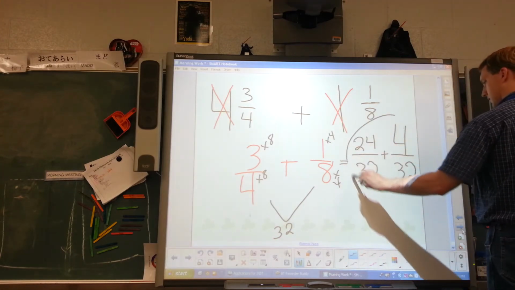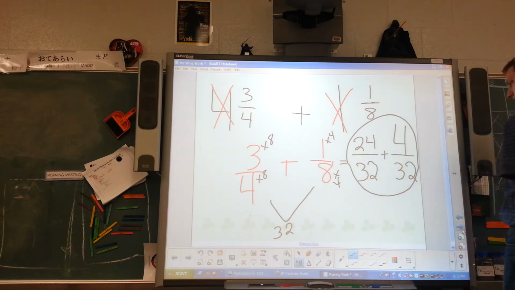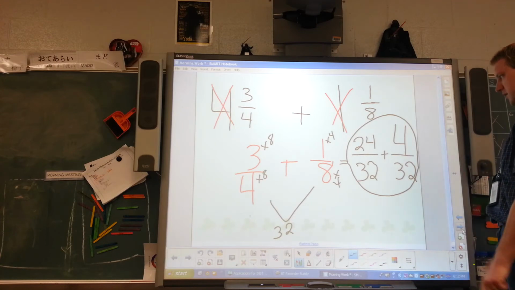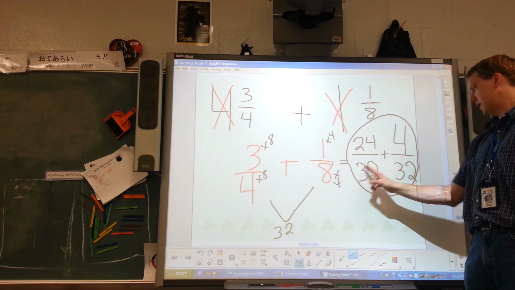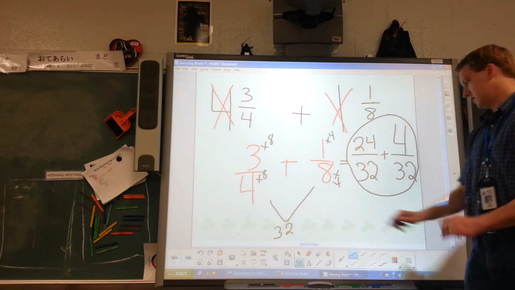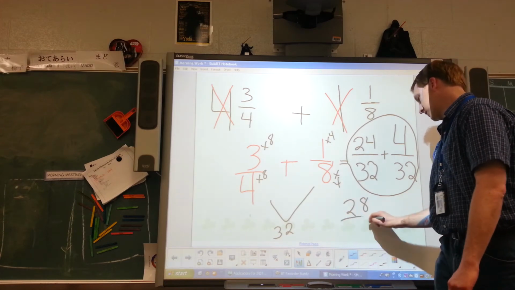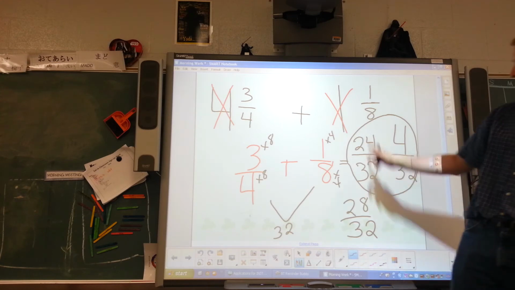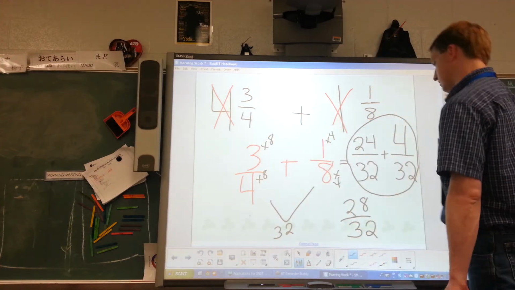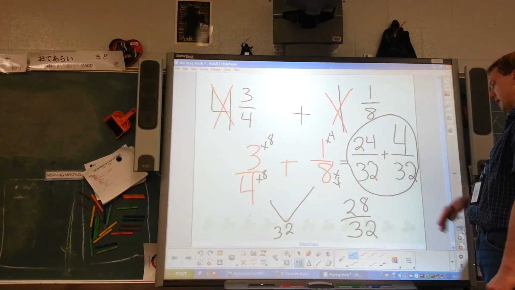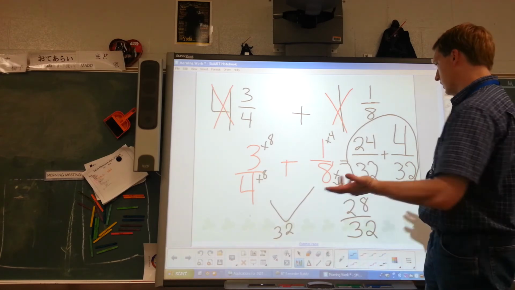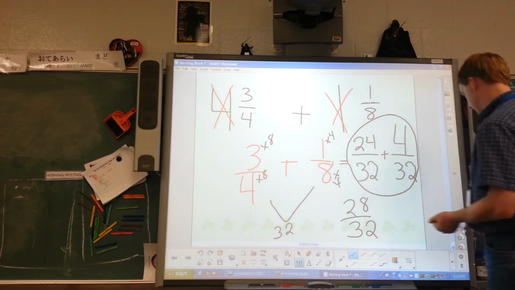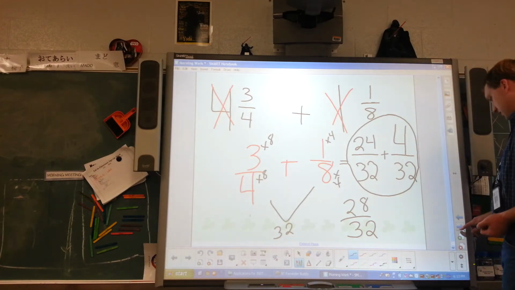So this is what I'm left with. 32 on the bottom, okay, 24 on the top of this one and 4 on the top of that one, making this 28 on the top. 32 stays on the bottom, so 28 over 32. And our whole numbers are going to add to 5. We'll just remember that at the end. It's a giant screen, so I'm writing very, very big also. I'm going to go to the next screen, and we're going to reduce 28 over 32.